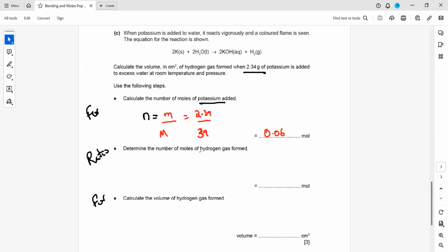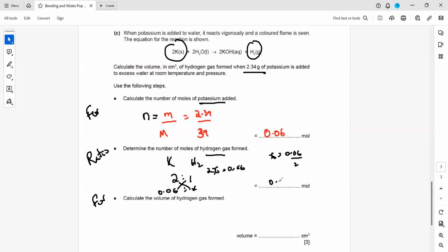Then we need the moles of hydrogen. So we'll take a ratio. The ratio between potassium and hydrogen is 2:1. So if we have 0.06 for potassium, then hydrogen will be X. We cross multiply, so 2X equals 0.06, or X equals 0.06 divided by 2, which is 0.03 moles.